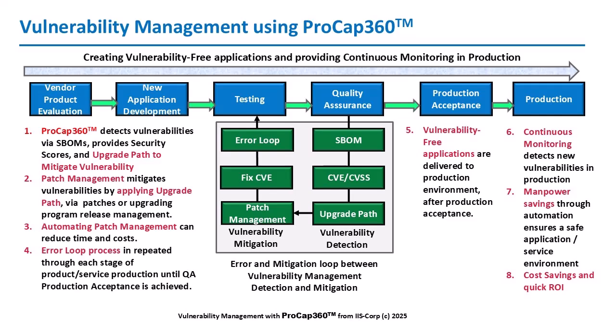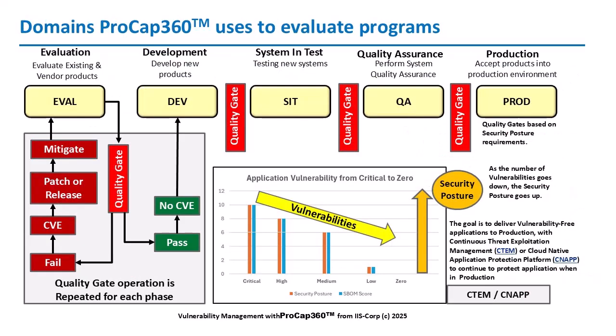ProCap 360 fits into your system's development lifecycle by validating that each stage of evaluation and development of products meets security scores and is vulnerability-free. We nip the problem in the bud. Additionally, ProCap 360 can support an application factory concept by placing adjustable quality gates between each stage of product evaluation and production. This reduces vulnerabilities and saves costs related to manpower, cybercrime exposures, and improves the company brand and reputation.